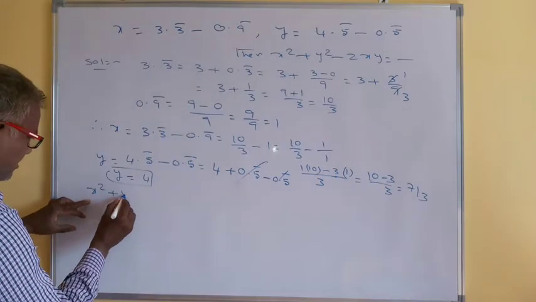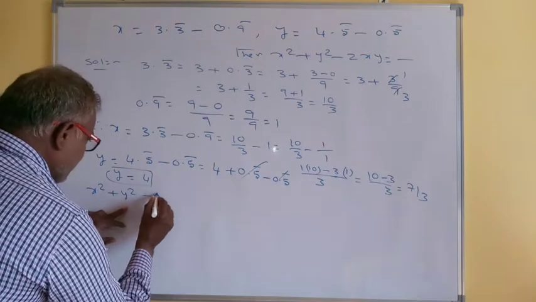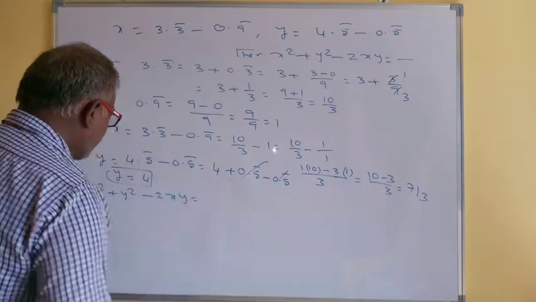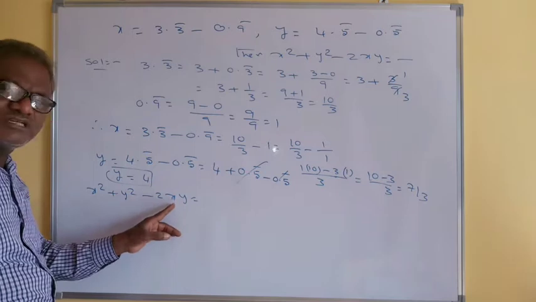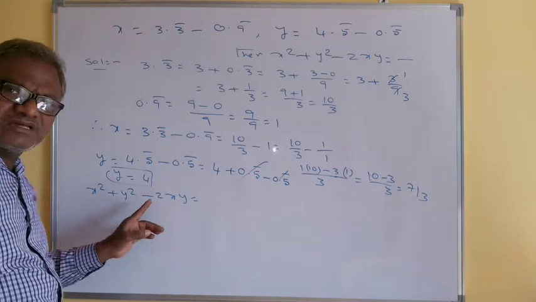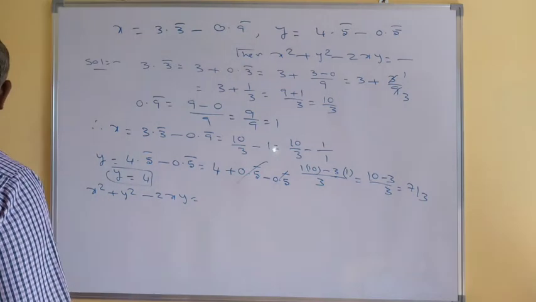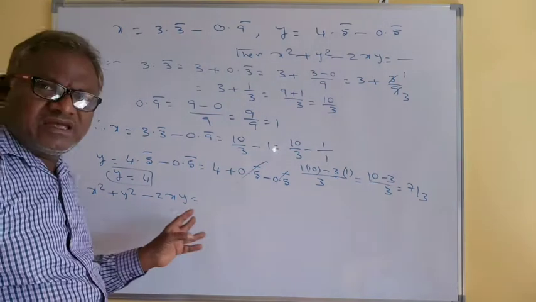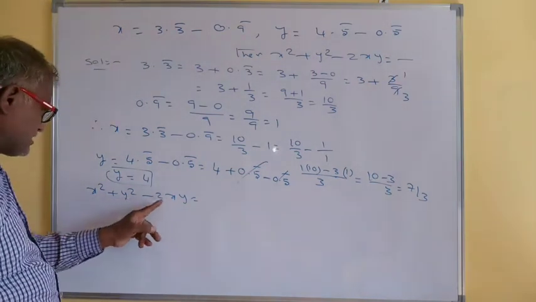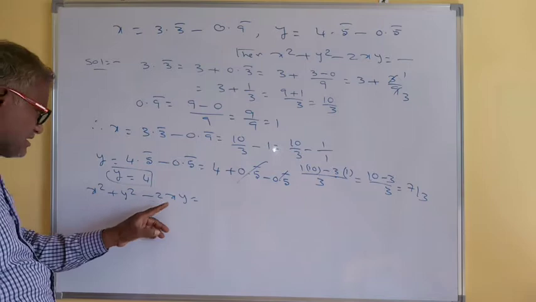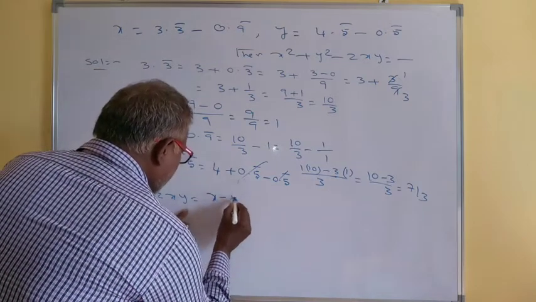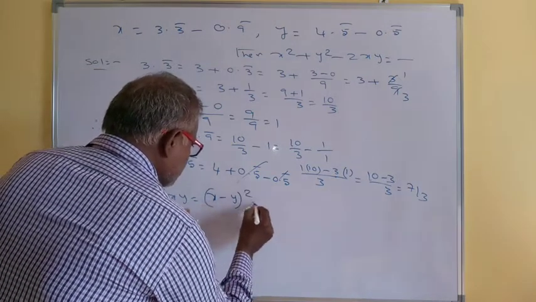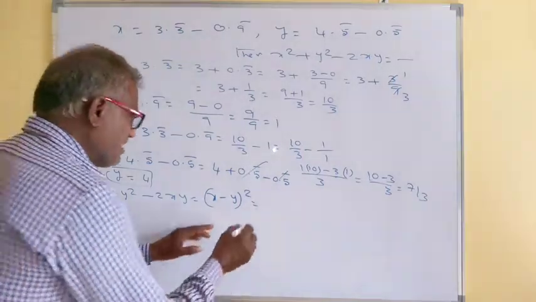X square plus y square minus 2xy. That means a square plus b square minus 2ab. That's why here you see a square plus b square minus 2ab. X square plus y square minus 2xy. That means simply x minus y whole square.